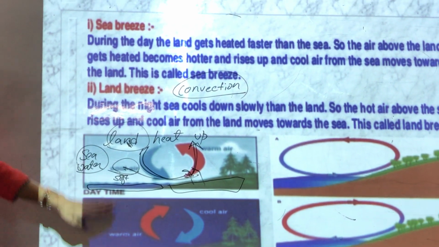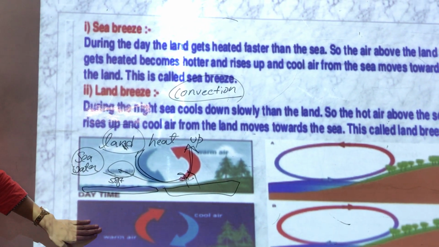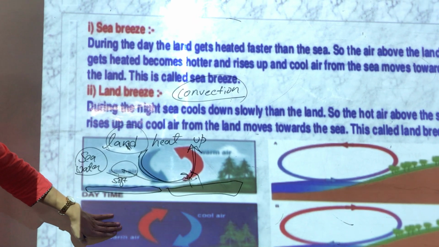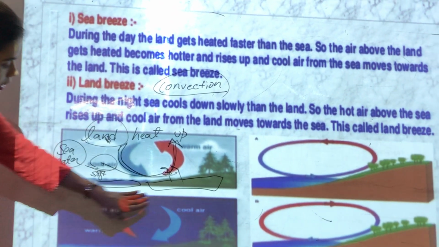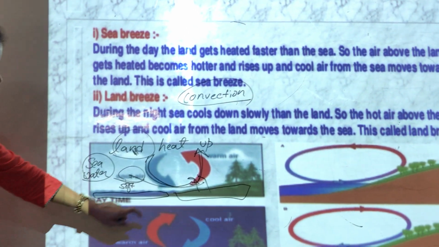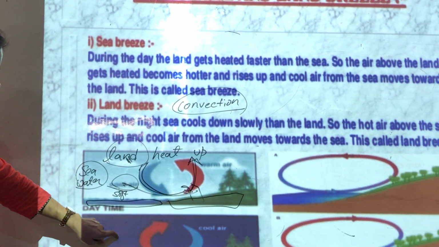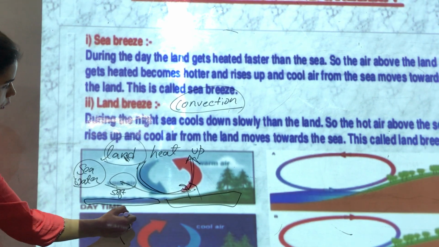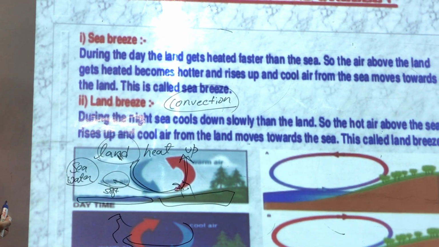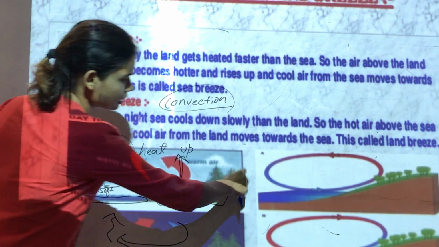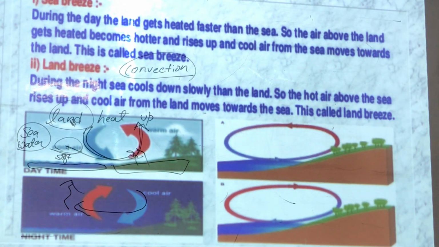Now during the night what happens? The sea cools down slower than the land, so the hot air is above the sea. That hot air above the sea rises up, and cool air from the land moves towards the sea. This is called land breeze. You can see here this cycle goes on.